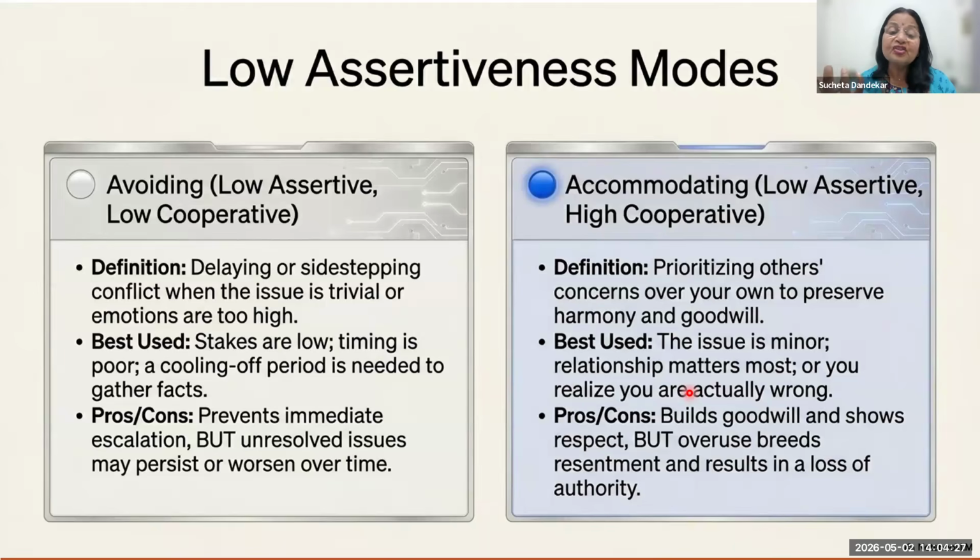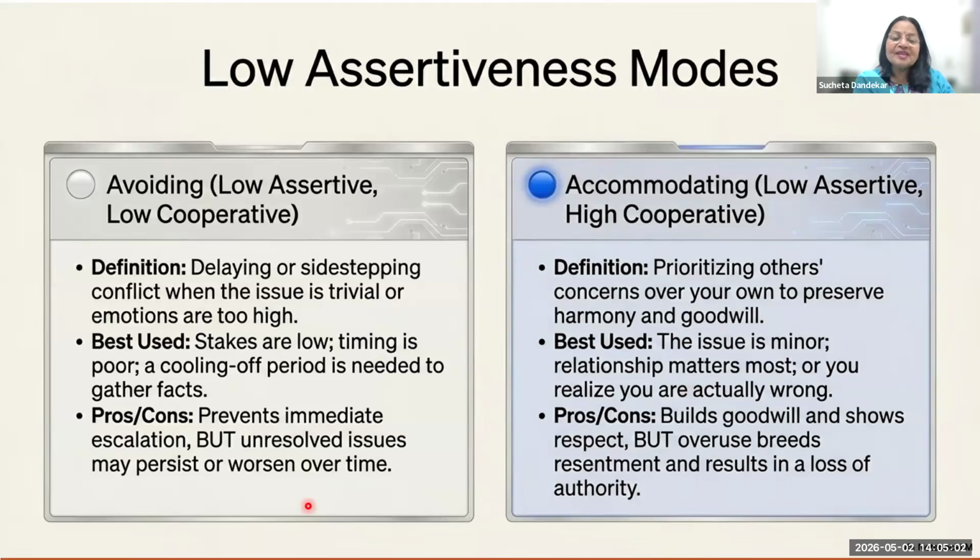So when would we best use it? When the stakes are low, the timing is poor, or a cooling off period is needed to gather facts. This is something that we have learned in most management episodes, where people say, if you are going to burst, take a deep breath, count up to 10, and then open your mouth. Yes, that is what we have said, or just avoid. That is what we've been taught, and sometimes it works, sometimes it doesn't.